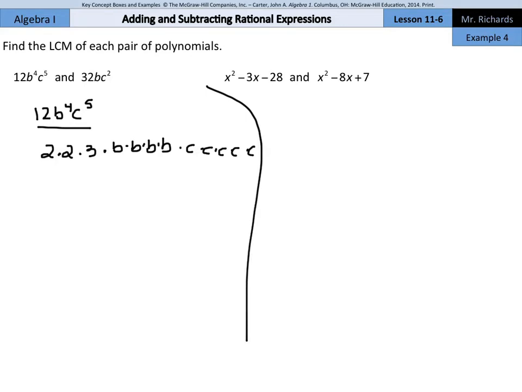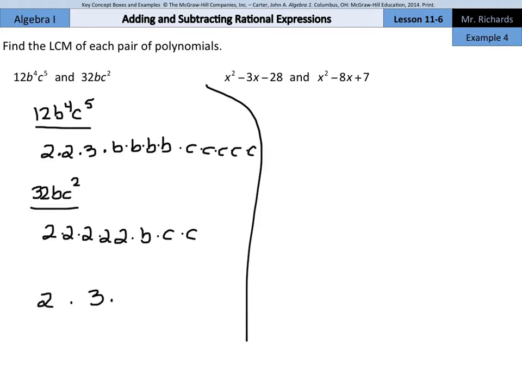What about the 32bc squared? Well, 32 is 2 times 2 times 2 times 2 times 2. b is b, c squared is c times c. So if we look at the prime factors that were pulled out, we pulled out a 2, we pulled out a 3, we pulled out a b, and we pulled out a c.